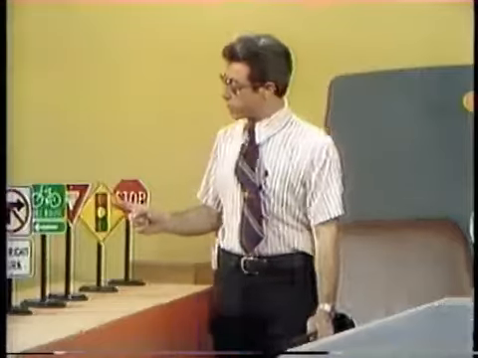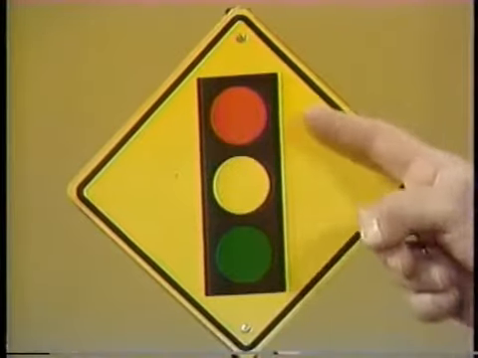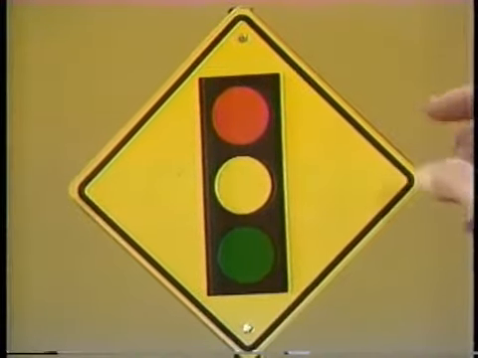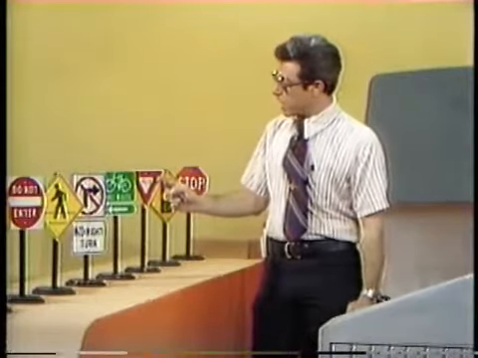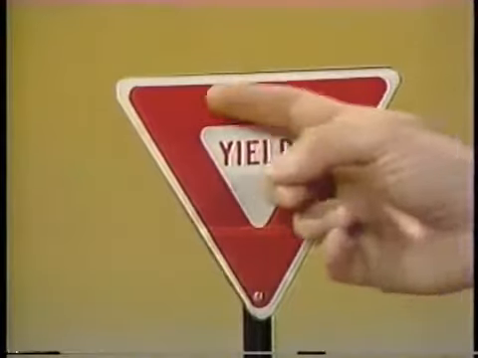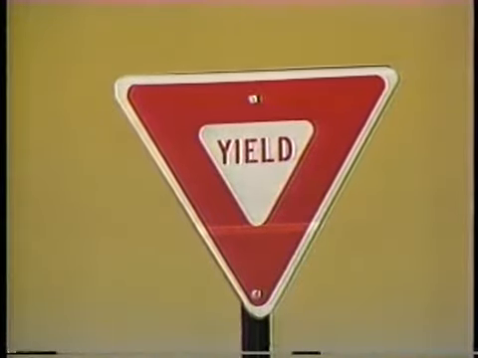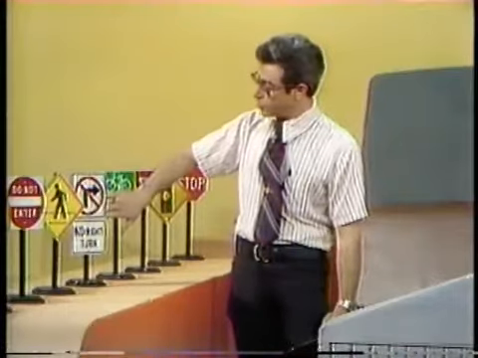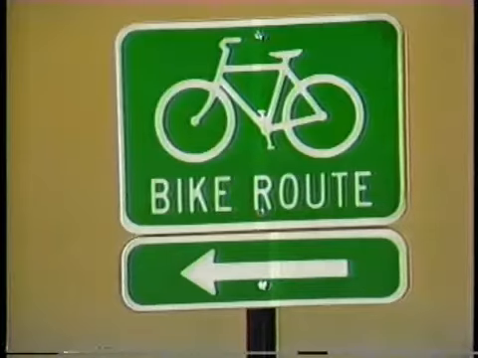Now, this particular sign, notice it has the tri-light on it, and therefore it tells us what to expect. The yield sign, even though it has the words, it still tells us, in a sense, that there is going to be traffic that we will meet and we must give up our right-of-way. Notice the bike route. If we take off the words bike route, we look at the bicycle, we know what it means. The no right turn.